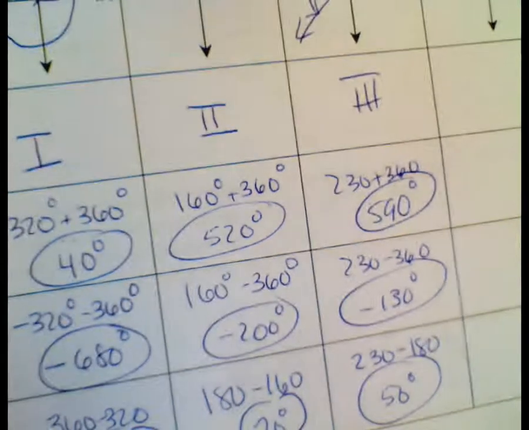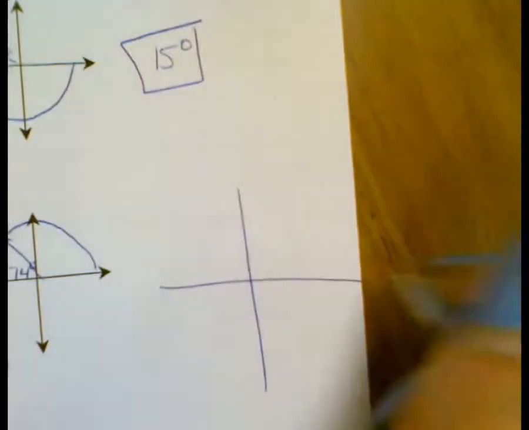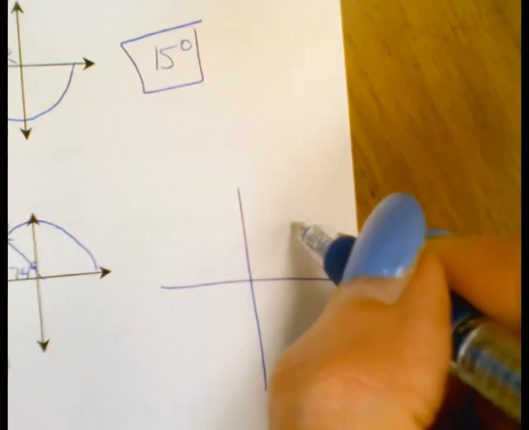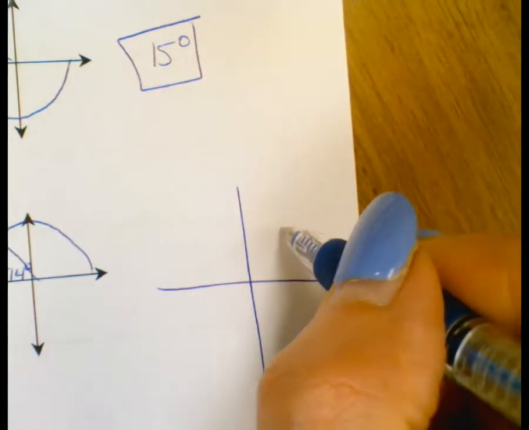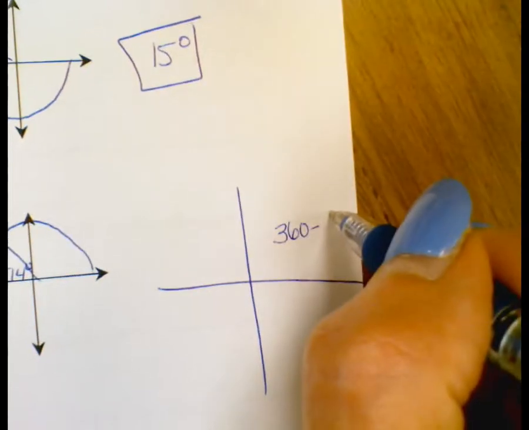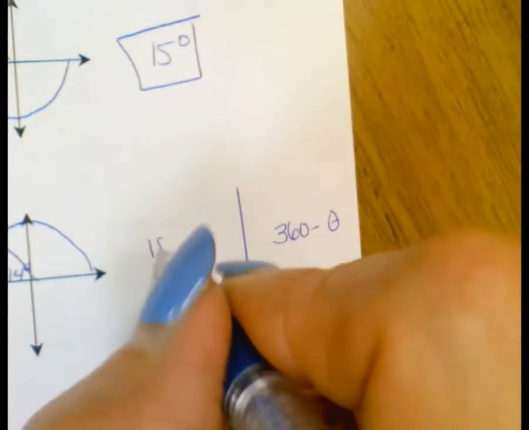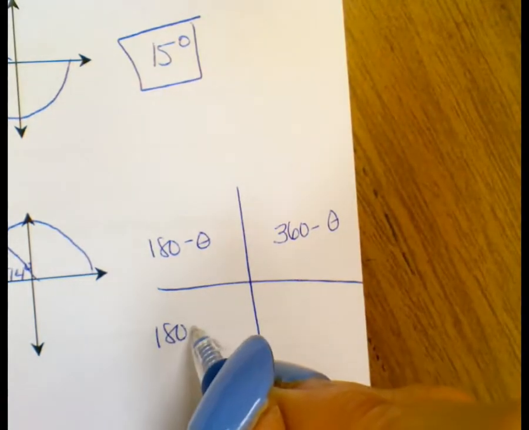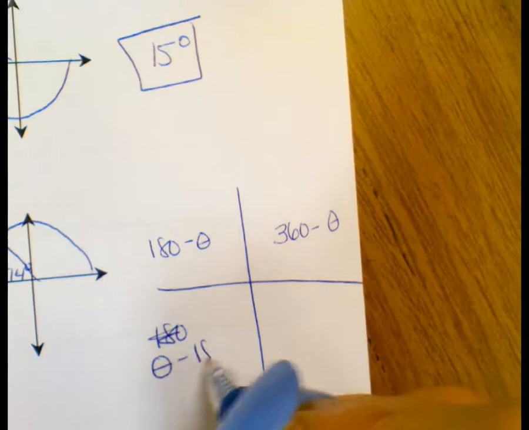Before I do the last one, there's a little reference chart for reference angles. If you land here, and I ask you for the reference angle, you're always going to take 360 minus whatever I give you. If you're over here, you're going to take 180 minus that. Anything here, you're going to take theta minus 180.